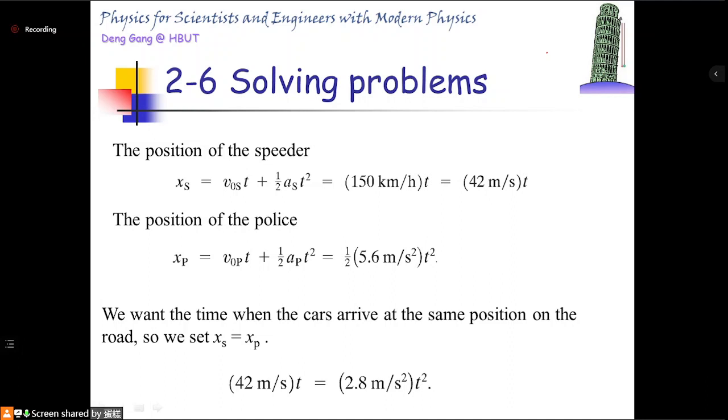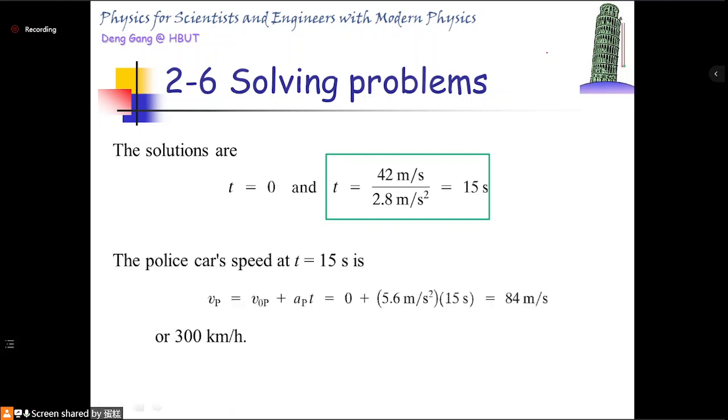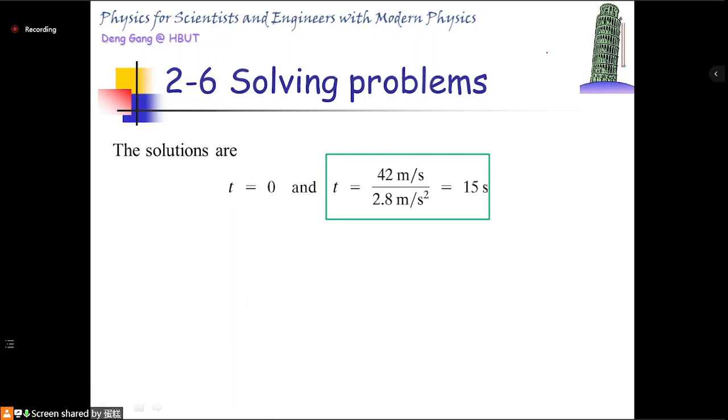There are two solutions, one of which is t equal to 0. Obviously, that's not the solution, right? t equal to 0 is not the solution. So the second one should be correct: t is equal to 15 seconds. Okay, this is the result. After 15 seconds, the police car will catch the speeder.